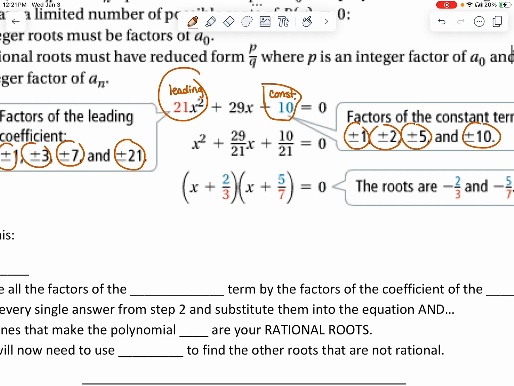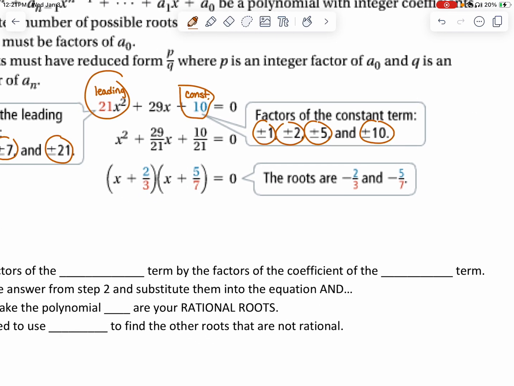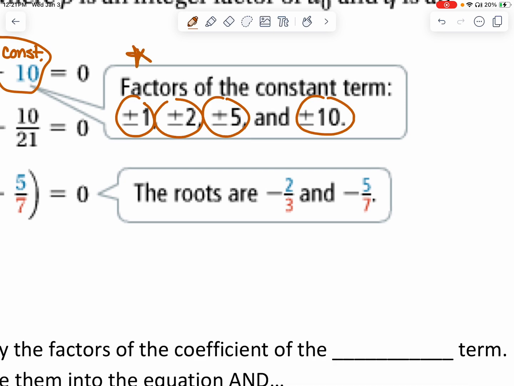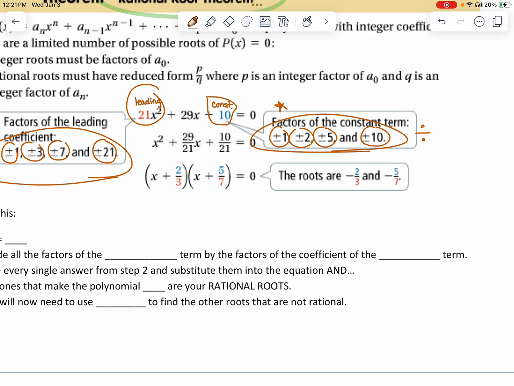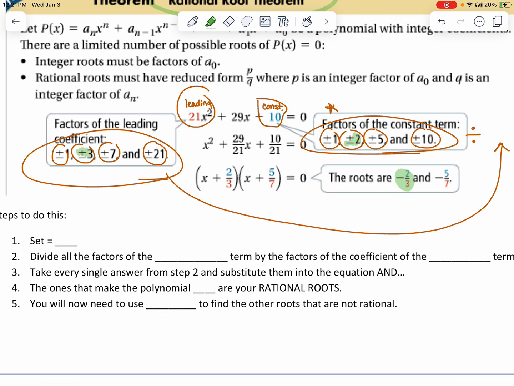Then what you do is you take all of those different factors of the constant term, and you divide by all of these, and whichever ones give you 0, those are the roots. For example, they're telling you negative 2/3 is the solution. If you were to take negative 2 and divide it by positive 3, you would get negative 2/3. That's a solution. And if you were to take negative 5 over 7, negative 5 divided by positive 7, that would make 0 on your calculator. So that would be a solution.